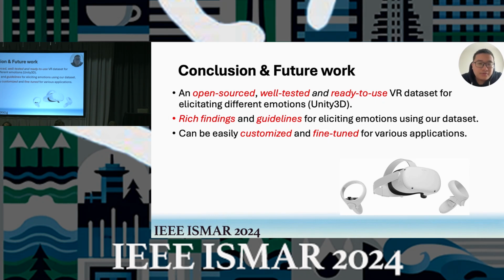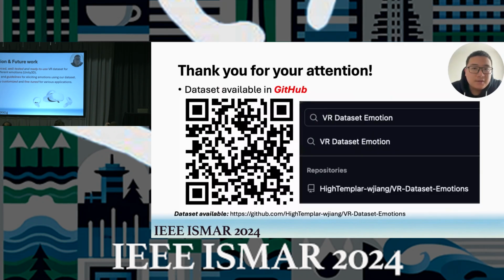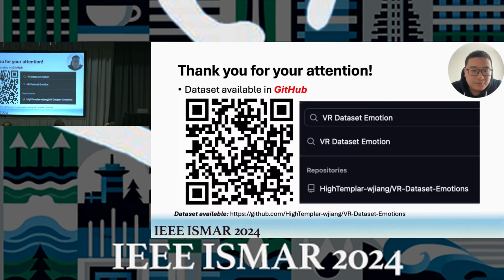So in conclusion, we provide an open source, well-tested dataset for everyone to use to build your own applications with emotional experience. We have rich findings and guidelines in our paper on how to design emotional experience in VR, and those can be easily customized and fine-tuned. The data is already available now on GitHub. You can search VR data emotion, and you can also download it with this QR code.